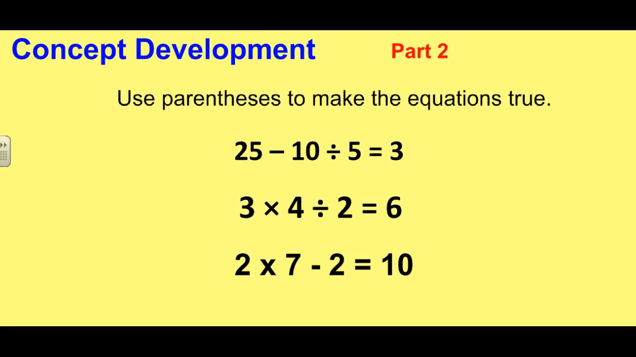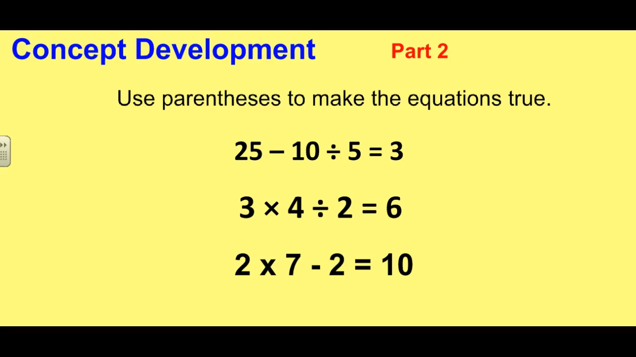Okay, moving on to the next page. I want you to write the first equation on your board. 25 minus 10 divided by 5 equals 3. And what we're going to try to do is put parentheses where they need to go so that this equation is going to equal 3. Okay, so we're going to have to try it two different ways.